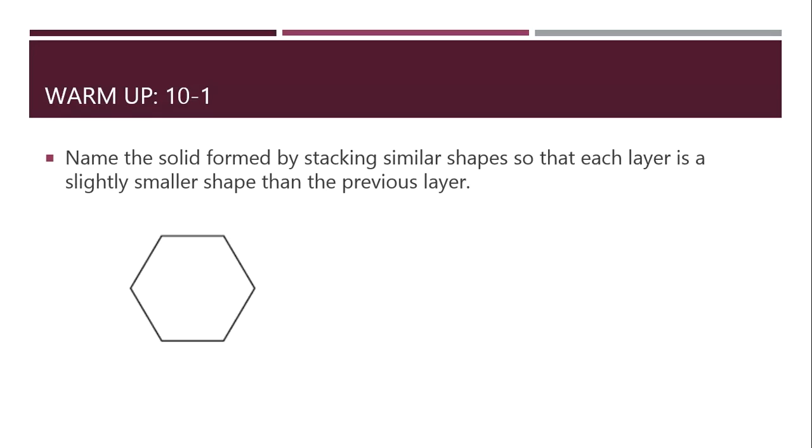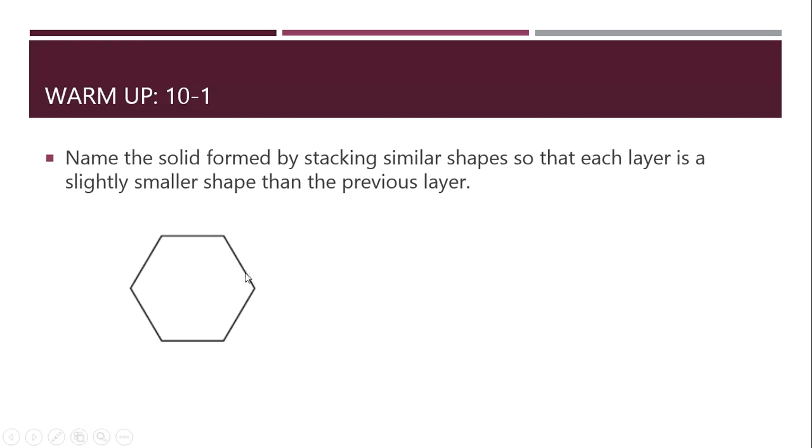So for this problem, we're asked to name the solid formed by stacking similar shapes so that each layer is a slightly smaller shape than the previous layer. So I have a hexagon on my base here, but I'm going to put a smaller hexagon on top of that and a smaller hexagon on top of that and keep going, which does end up giving me a pyramid.